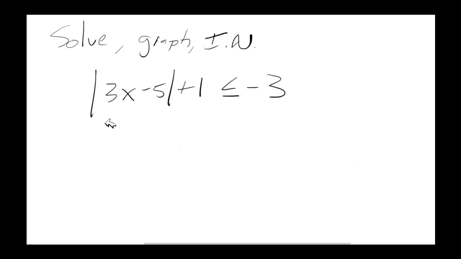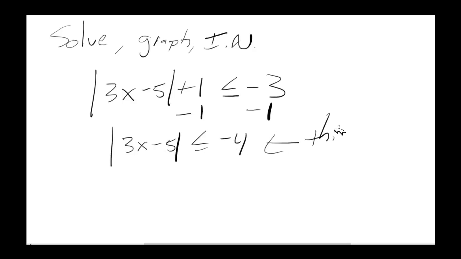Okay, so I have another absolute value with an inequality. So I'm going to isolate. I'm going to move the 1 over. Absolute value of 3x minus 5 is less than or equal to minus 4. Okay, now here, once this side is negative, I need to think. Is this possible? Can absolute value be less than or equal to a negative?